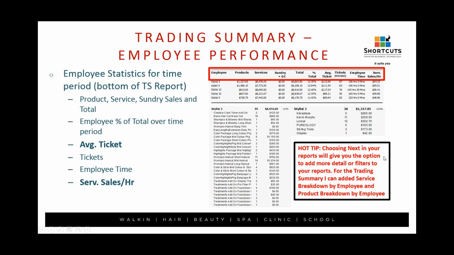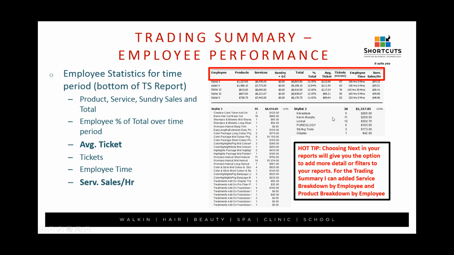I know it's a long one, but I did mention this a couple of slides back. Basically, in any report where you see the Next button at the bottom of your report screen, choosing Next will allow you to add more detail or different filters to your report. So on the trading summary, I was actually able to add the service breakdown and the product breakdown per employee.